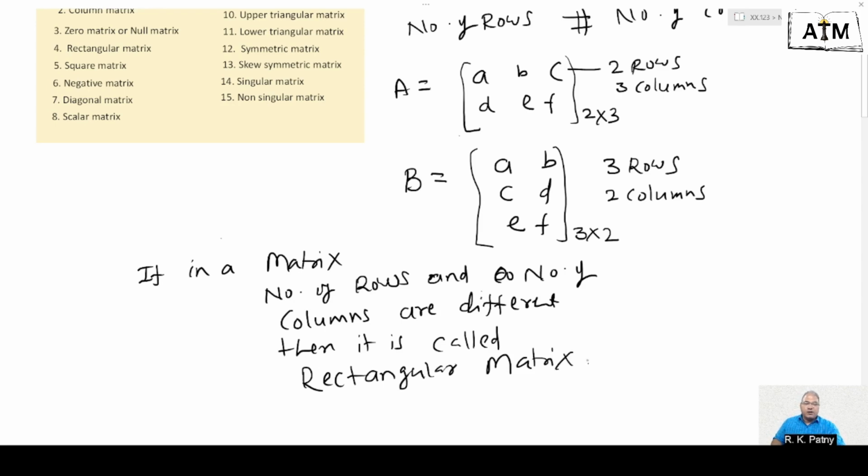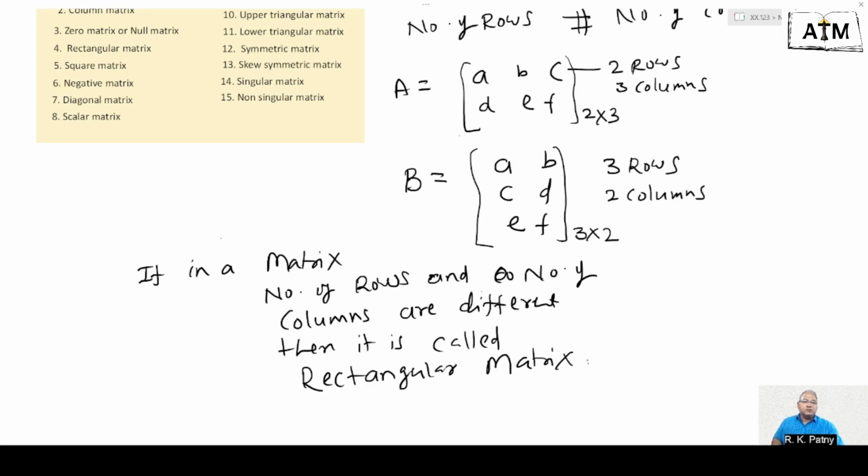In a coming episode of matrices, we will be proving that a rectangular matrix cannot have an adjoint and cannot have an inverse. So a rectangular matrix has no inverse and cannot have an adjoint. We will be learning that in the coming episodes. After 3-4 episodes, I shall be talking about why a rectangular matrix cannot have an inverse or an adjoint matrix.